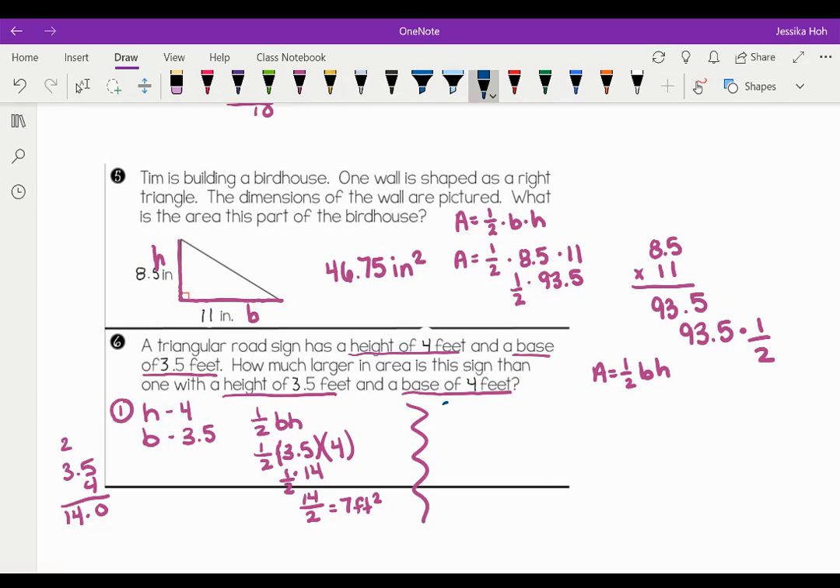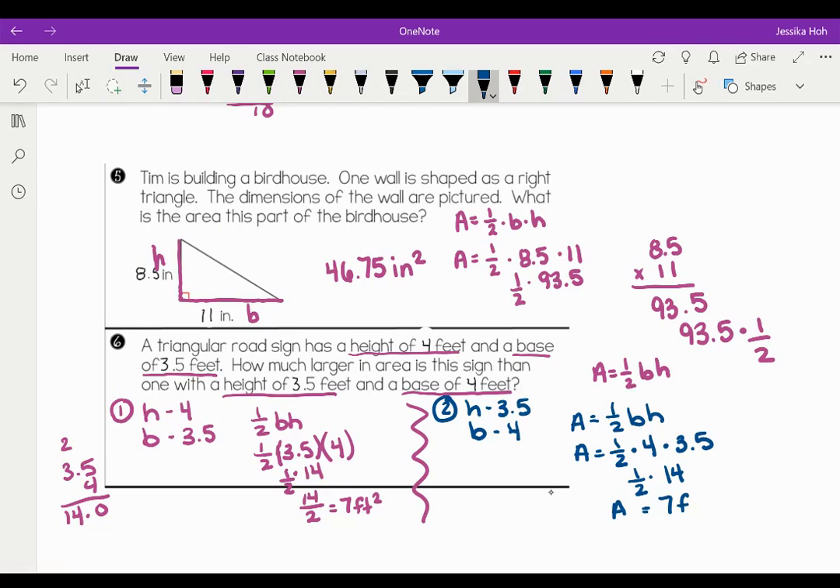Sign number 2 has a height of 3.5 and a base of 4. Okay, here is my formula. So I'm going to plug in 4 for base and 3.5 for height. Multiply 4 times 3.5. We just did that, and that was 14 times 1/2. That gives us 7 feet squared.